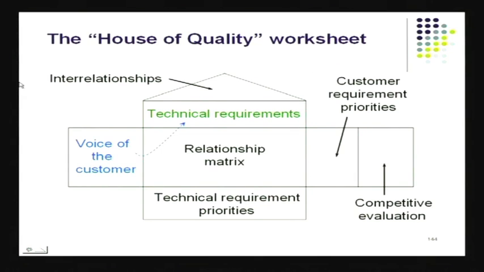Now, the QFD procedure, Quality Function Deployment procedure, uses a worksheet, and the worksheet itself is called the House of Quality because it looks like a house. It has the left wall, which is the voice of the customer. I list out all the different requirements by talking to the customer. I put them down there. My goal is to come up with technical requirements of the final product. So I start with the voice of the customer.